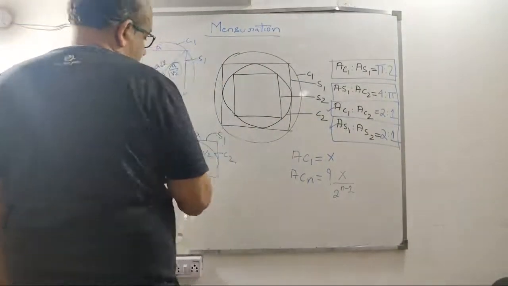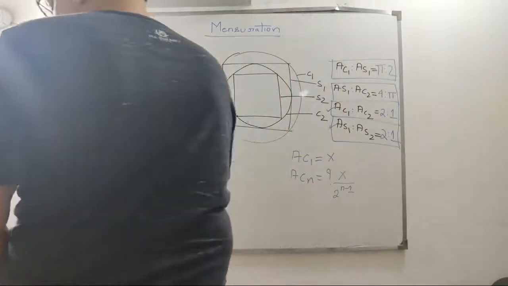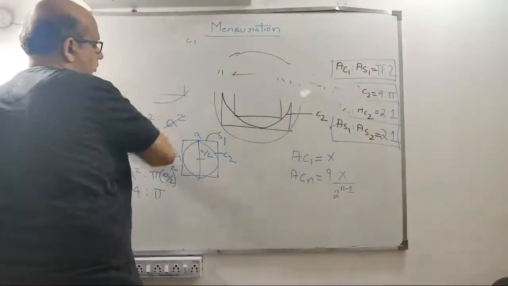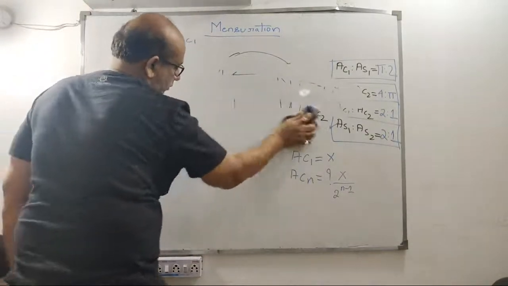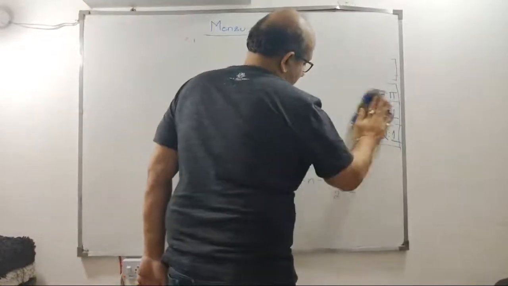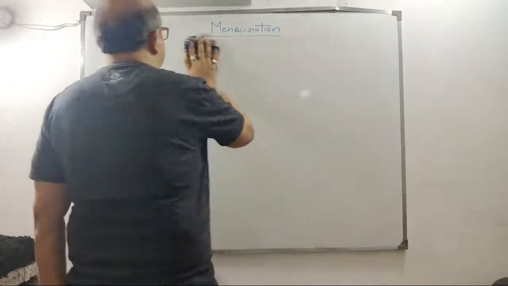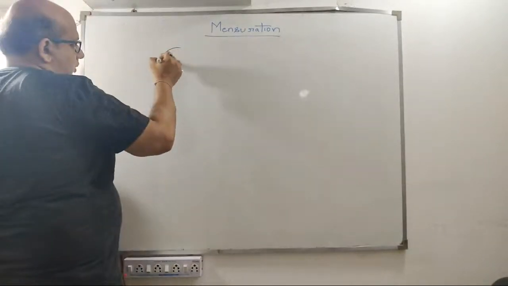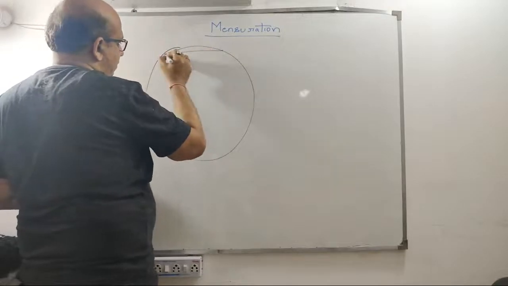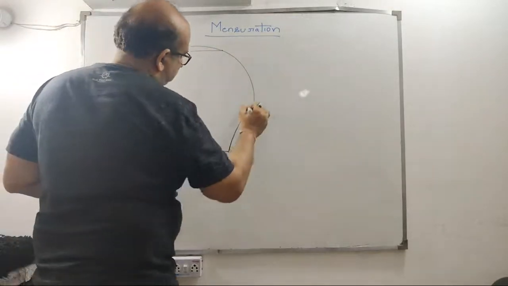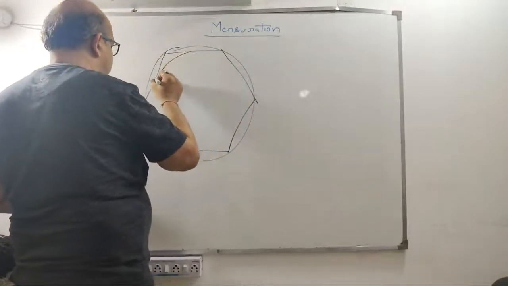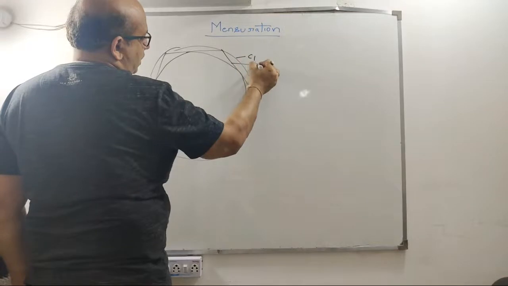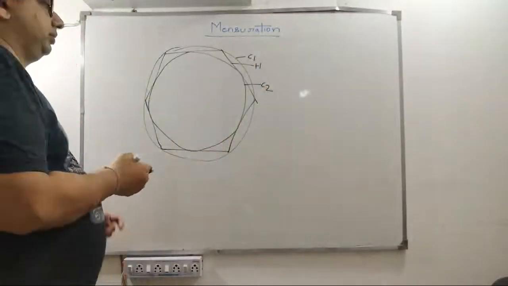Problem number 3 in mensuration. I hope it's okay. Fine. Next one is this. This is circle 1, this is hexagon 1, this is circle 2. Similarly, there will be hexagon 2 also.